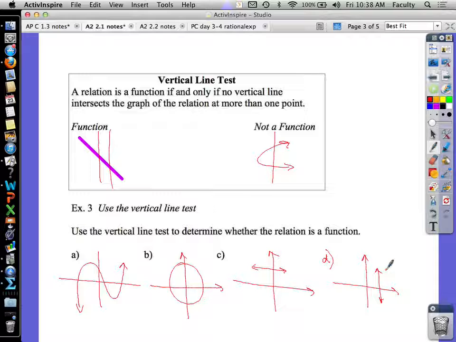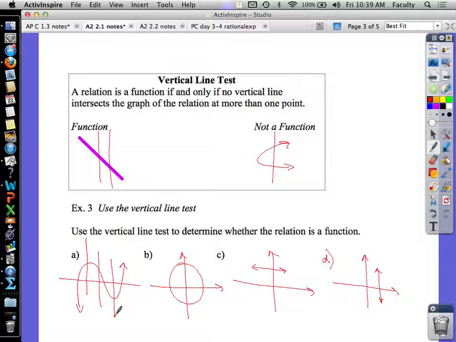Megan, do you think using the vertical line test, is that a function? No. No? Why not? Because it intersects at more than one point. Okay, can you describe where it's intersecting more than once when I draw a vertical line? Like if I draw it here, it only hits once. If I draw it there, it hits only once. Where do you see that it hits more than once?